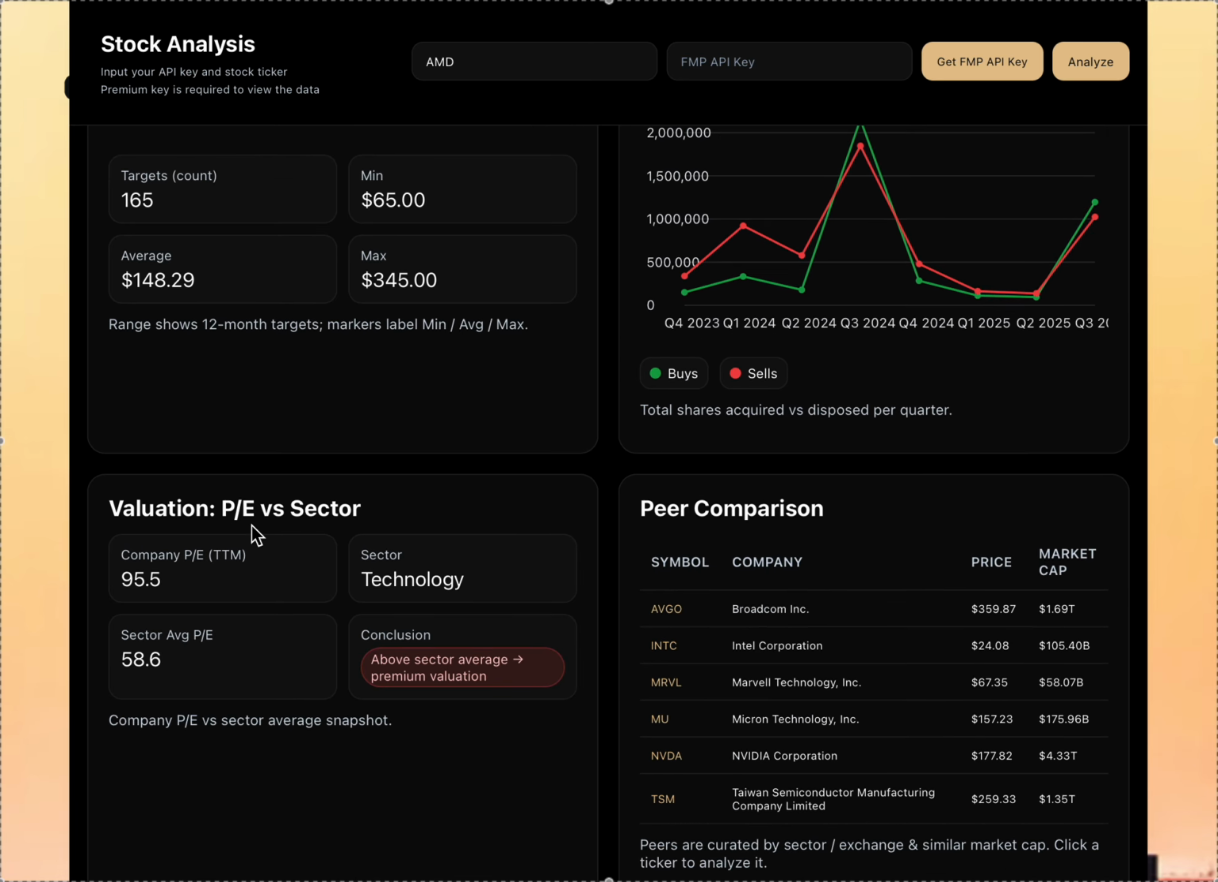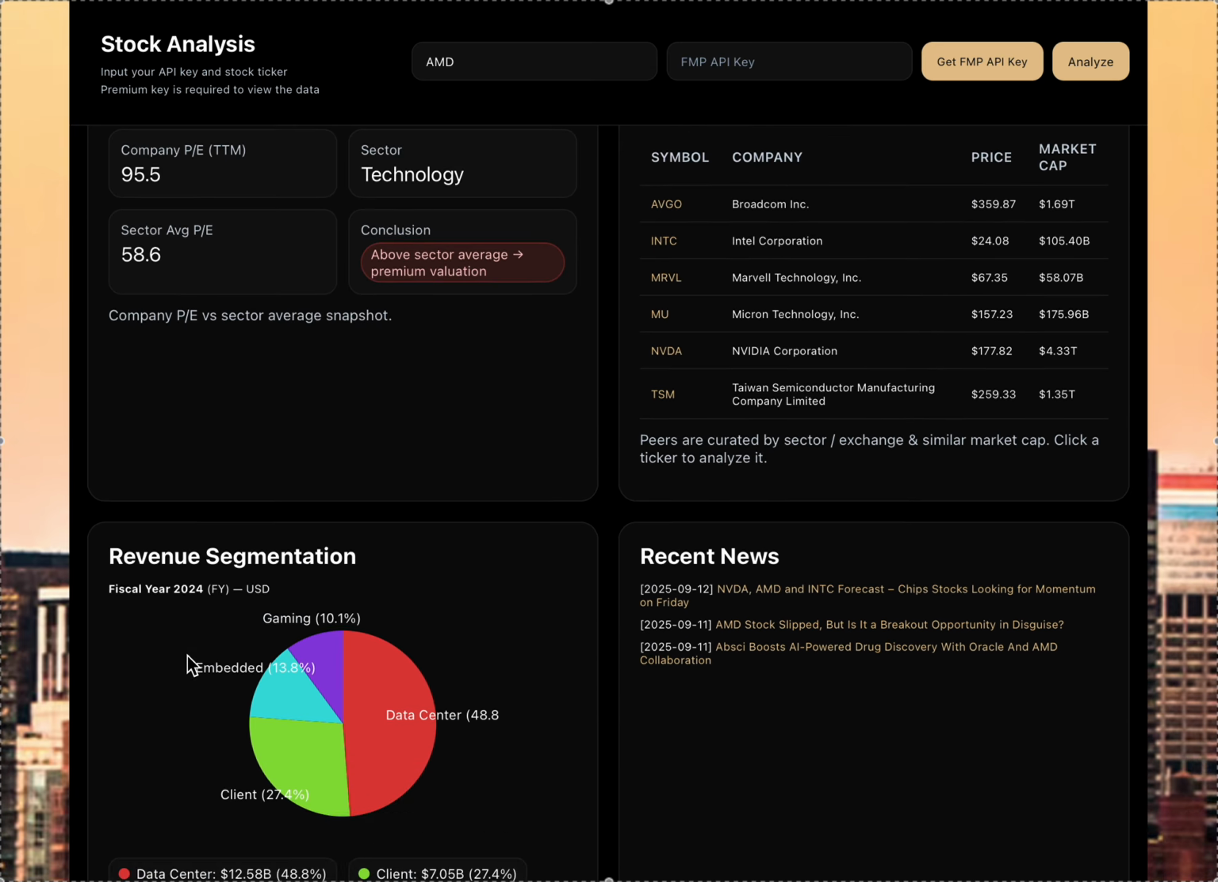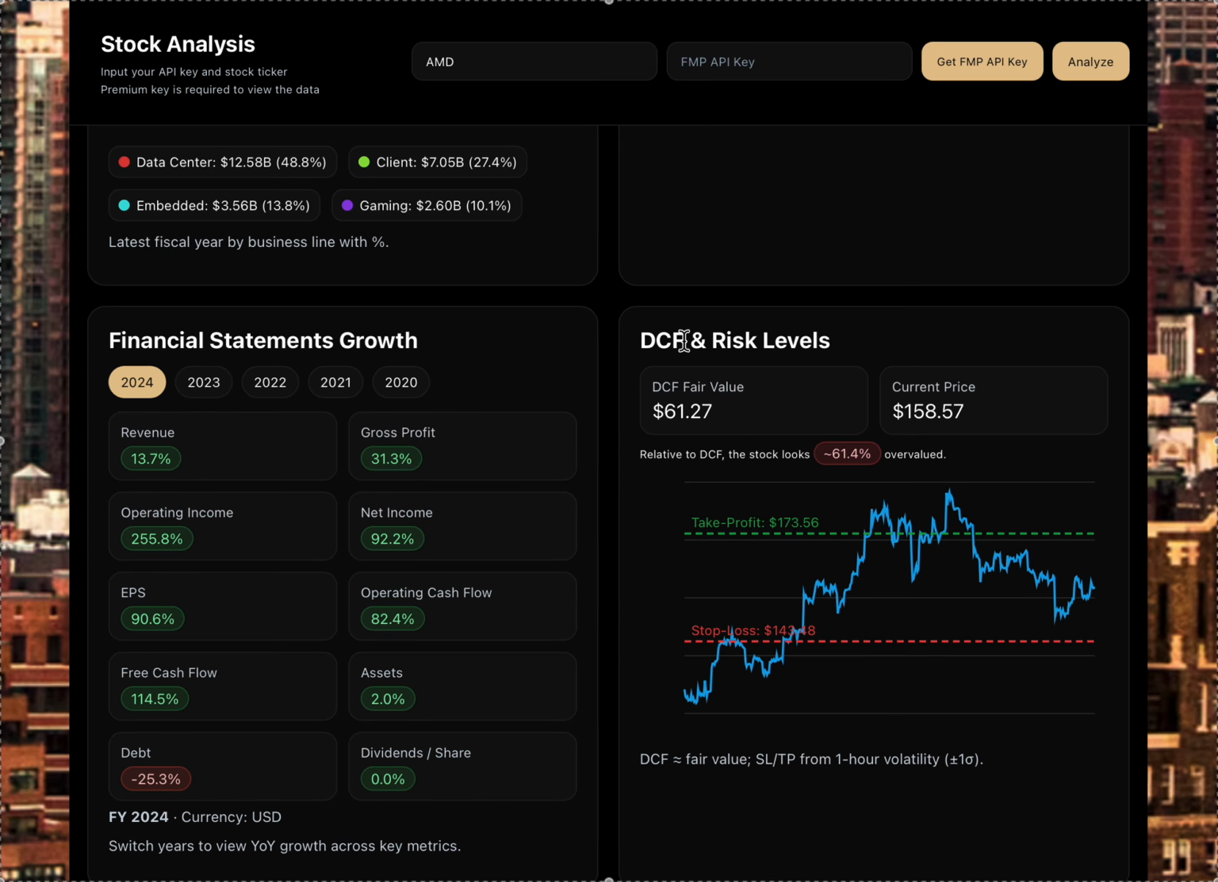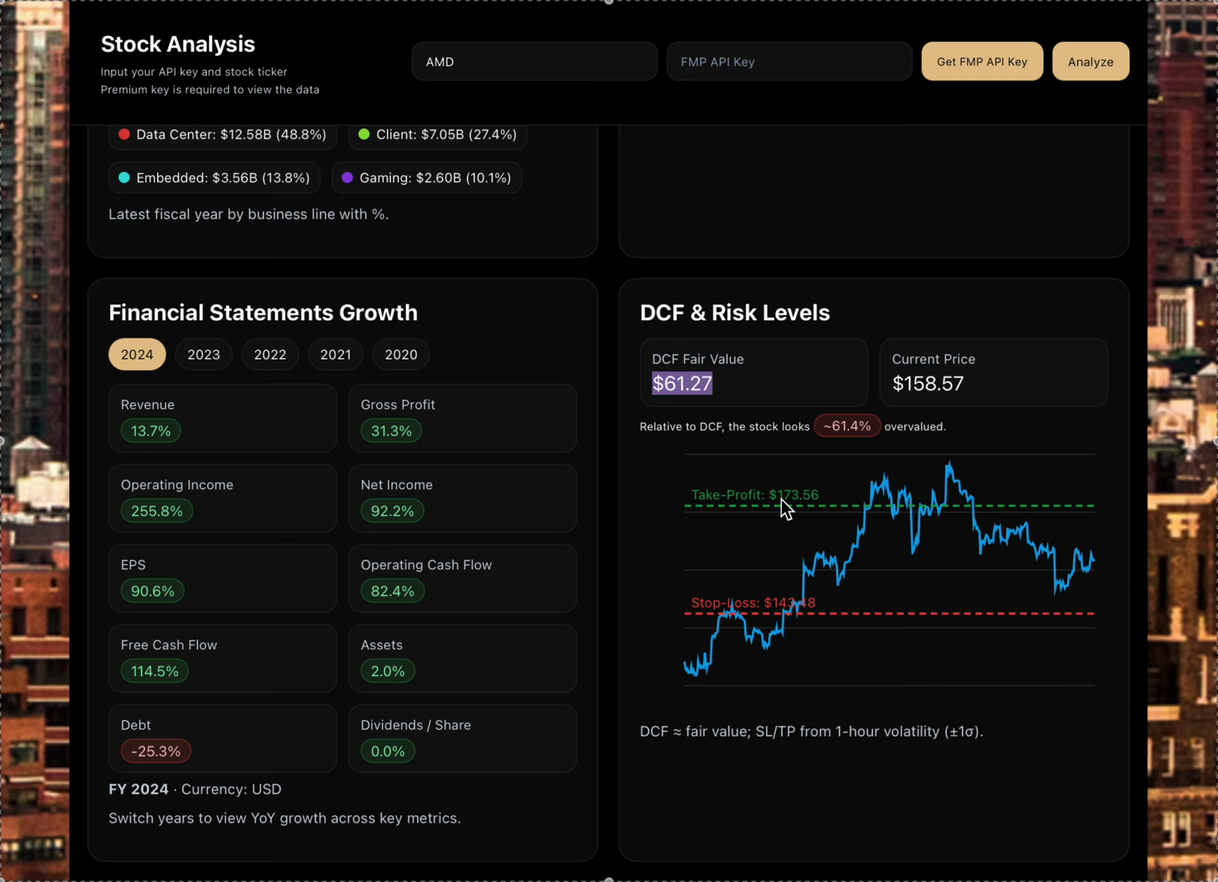And based on the price to earnings, as you can see, the company P/E is 95 and the sector is 58, which means that the company is overvalued a bit. And we can go and see based on the DCF, it implies 61% downside, and the stock is overvalued because the app calculated it as 61.27, but the current share price is 158, which means that the share is overvalued or trading higher than its fair value. Then if you're deciding to buy it right now, the take profit is 173 and the stop loss is 143.